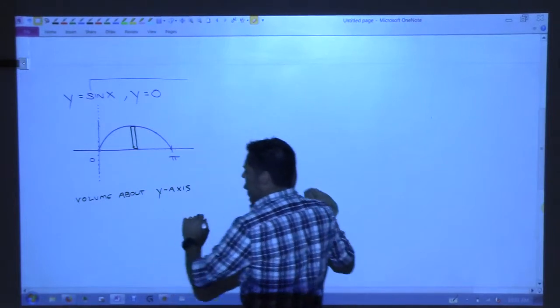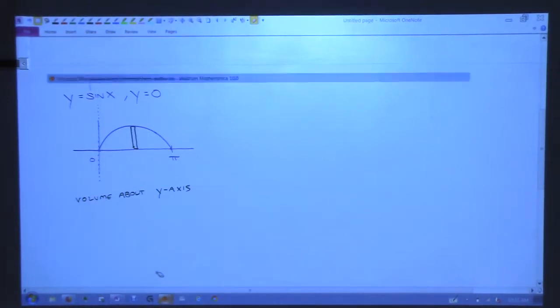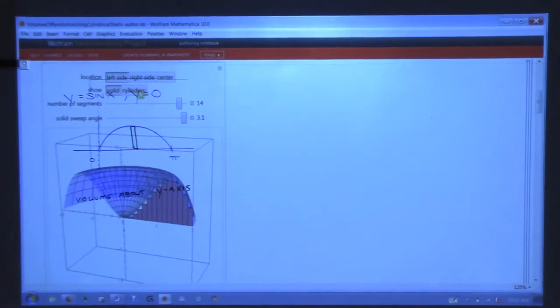Okay, so let's take a quick visual of how shells works, okay? This is how shells works. I have a not as good visualization of this.